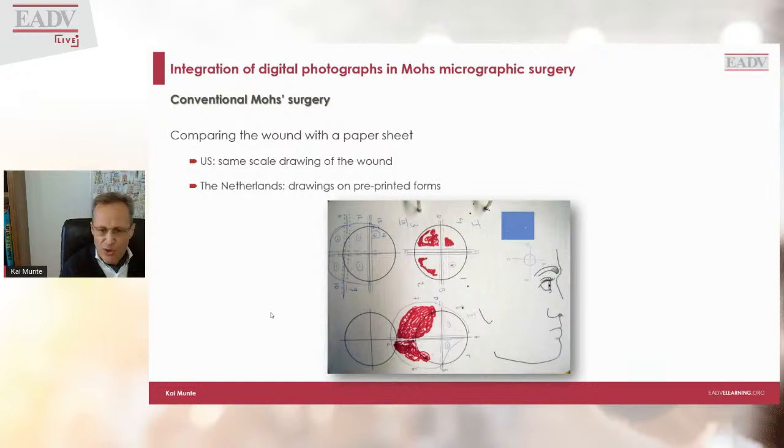If we look at conventional Mohs surgery, you compare the wound with a paper sheet. In the United States, they normally use same scale drawings of the wound. In the Netherlands, we had drawings on pre-printed forms.